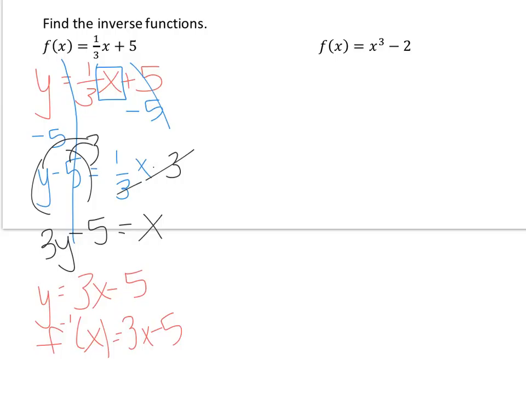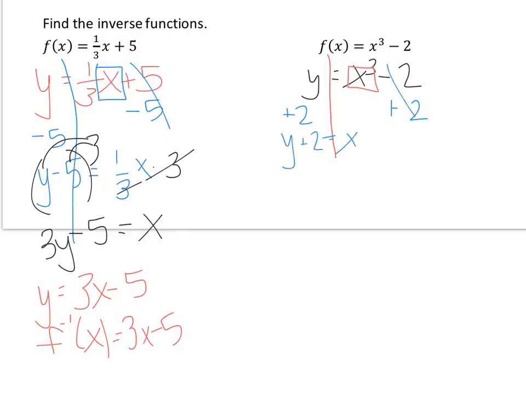Over in this problem, I have x to the 3rd minus 2. So again, I'm going to do y equals instead of f of x, just because it makes the problem look easier. I need to solve for x, so I'm going to get rid of everything that's outside of the box. So I get rid of the minus 2 first, so y plus 2 equals x to the 3rd.